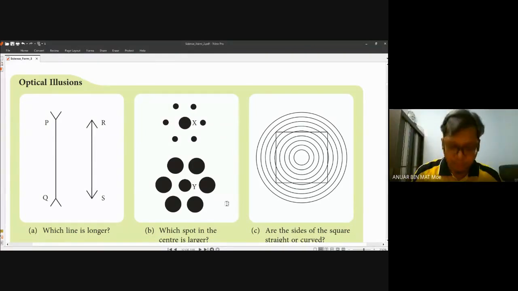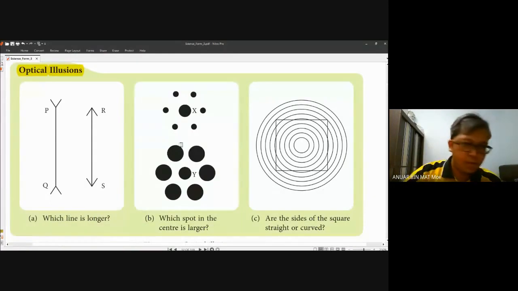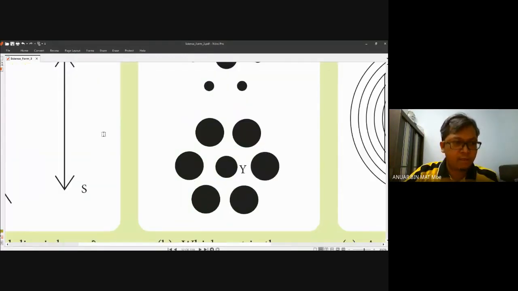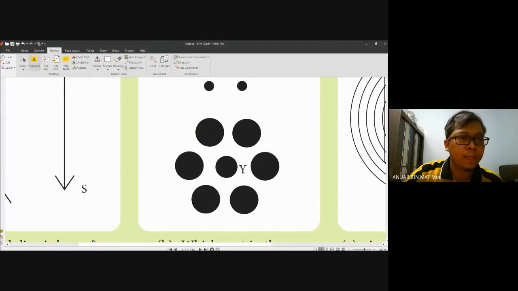Okay, sorry for the interruption. We go to optical illusion. What is optical illusion? For example, you see here we have three types of diagram, and all these three diagrams are what we call an optical illusion. We see the first diagram here.